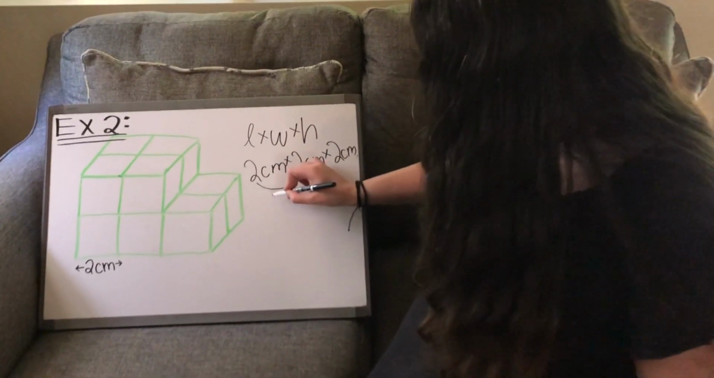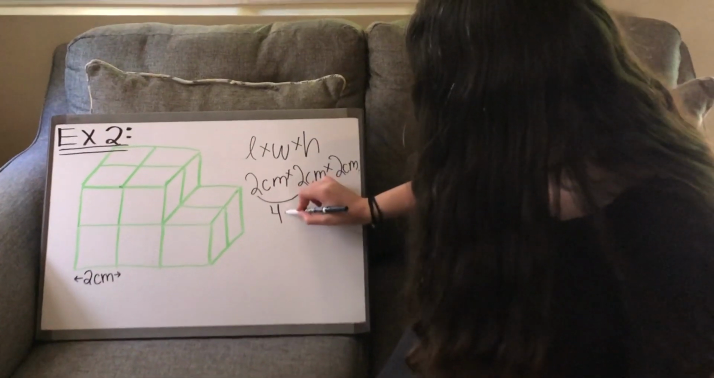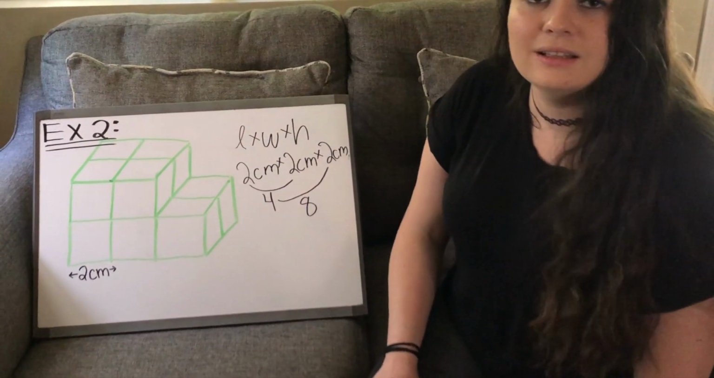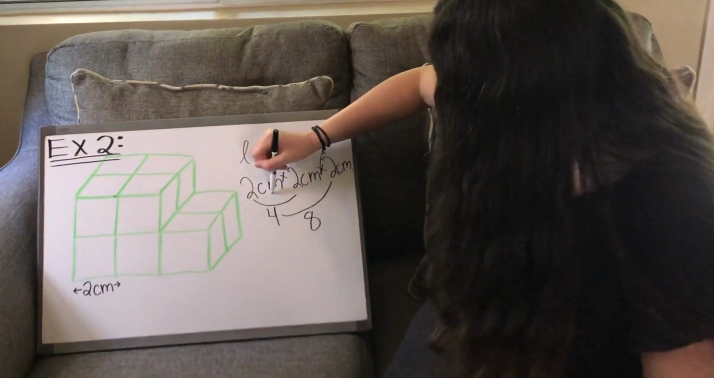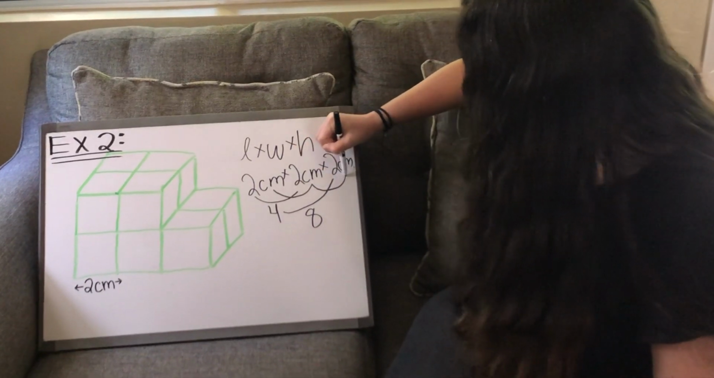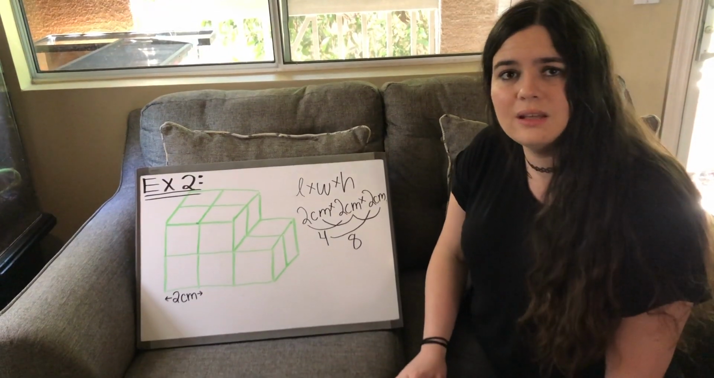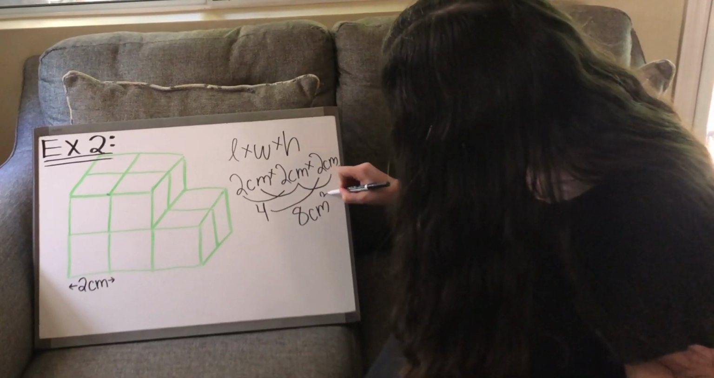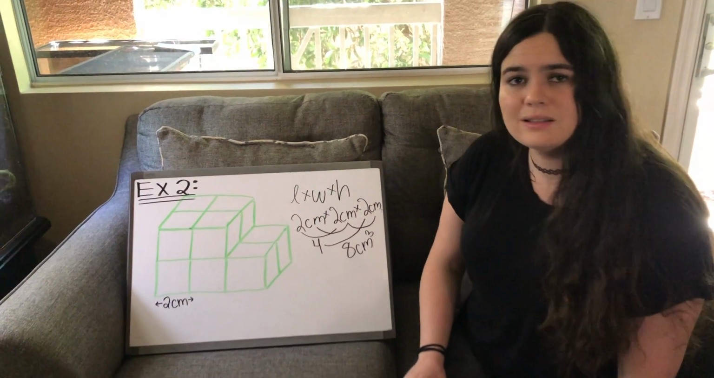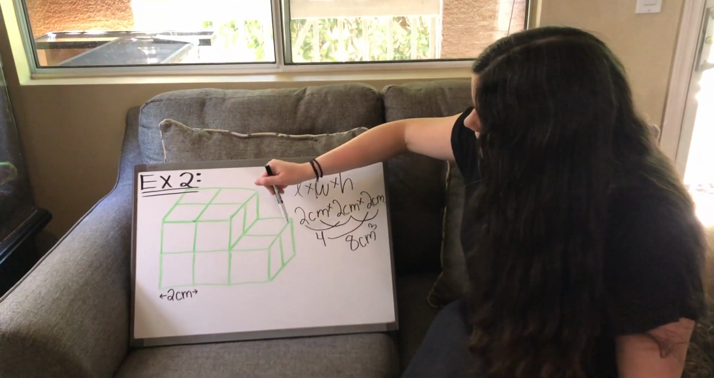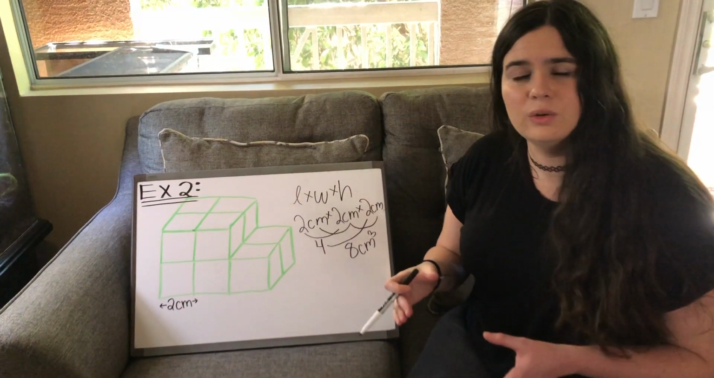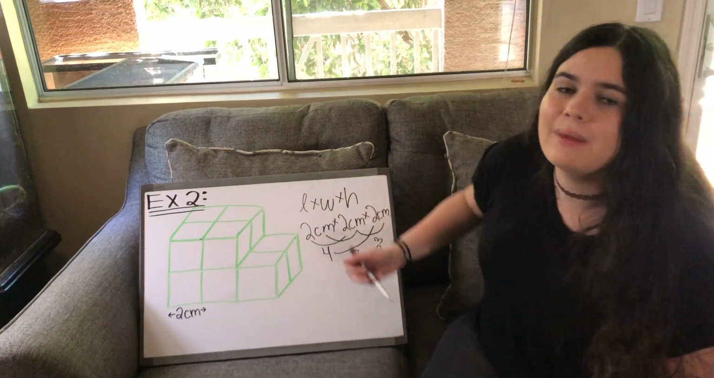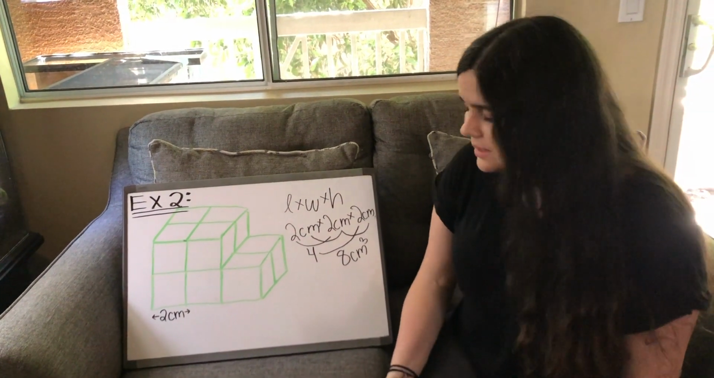2 times 2 is 4. 4 times 2 is 8. Now let's find our unit. We have centimeters times centimeters times centimeters. This means that our unit is going to be centimeters cubed. This tells us that each one of these building blocks that makes up this solid has the volume 8 centimeters cubed. We are going to multiply this number by the number of cubes needed to build this shape.